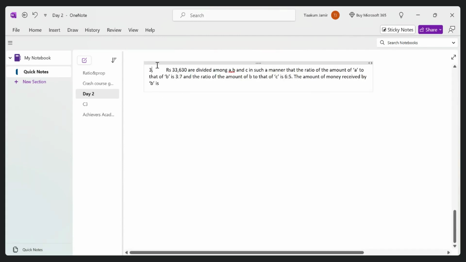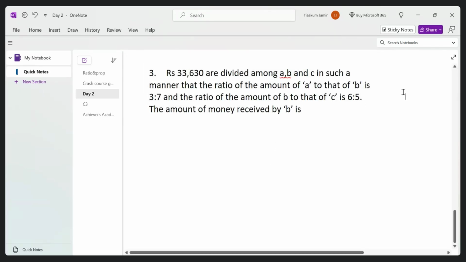Question number 3. Okay. Now here, we have rupees 33,630 divided among A, B, and C in such a manner that the ratio of the amount of A to that of B, A is to B, all right? Now, A is to B, B is to C, we need to find A is to B is to C.